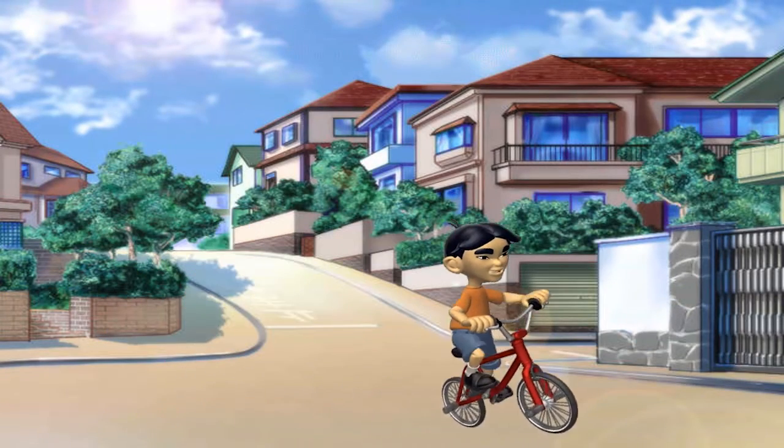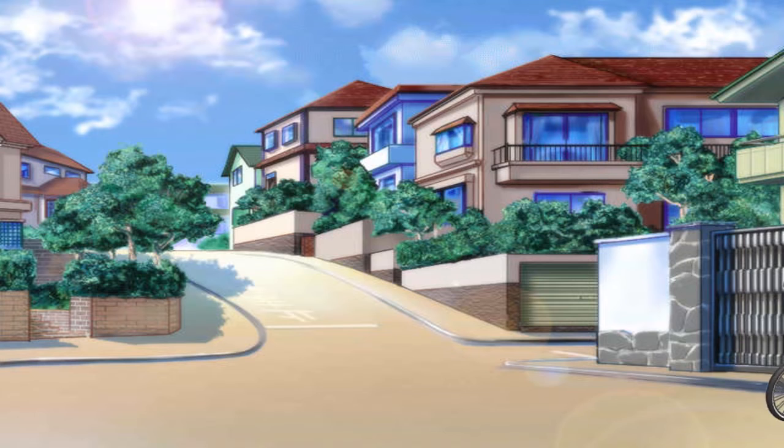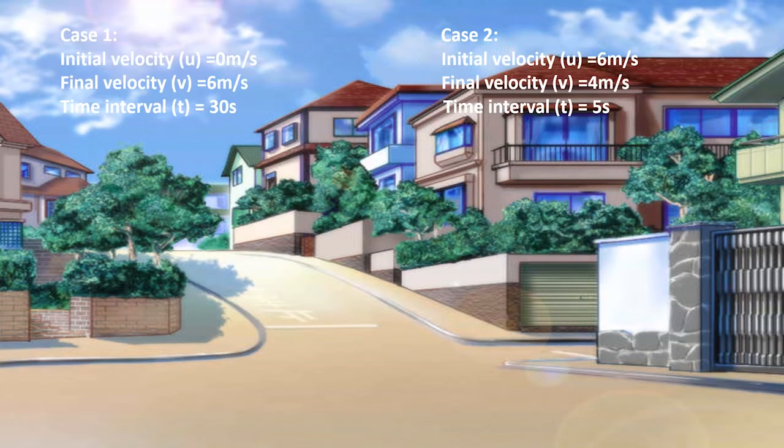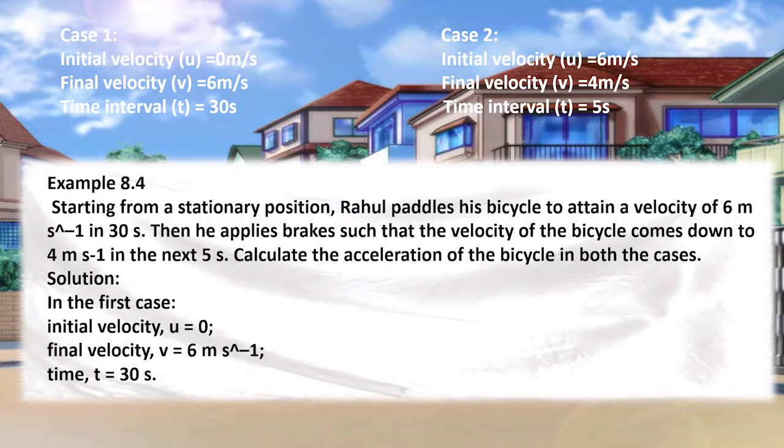Let's understand and solve the example given in the lesson. Initial velocity u is 0 meter per second in case 1. Final velocity v is 6 meter per second. Time travel t is 30 seconds. In case 2, initial velocity u is 6 meter per second. Final velocity v is 4 meter per second and time travel t is 5 seconds.